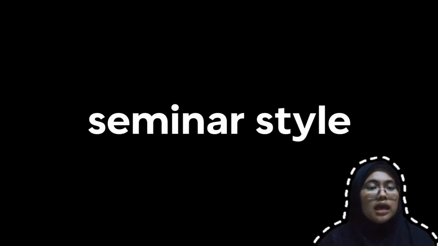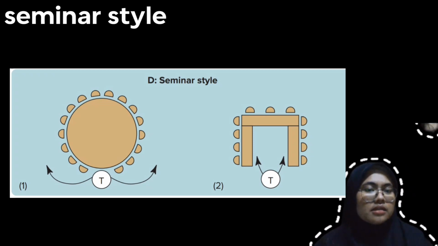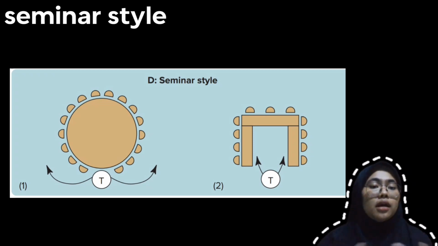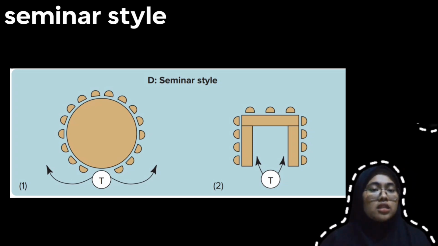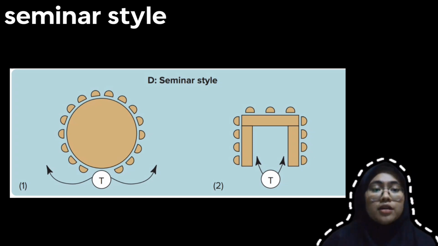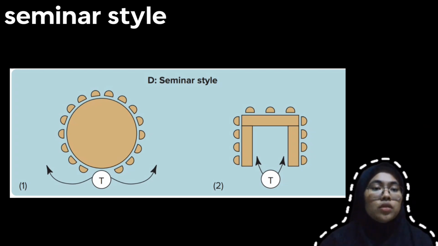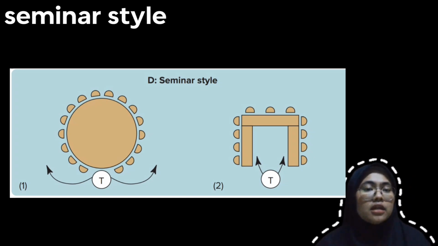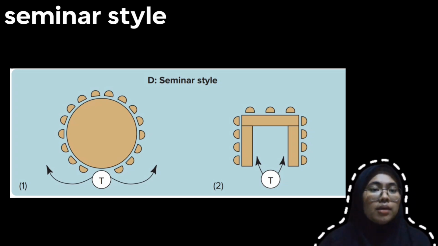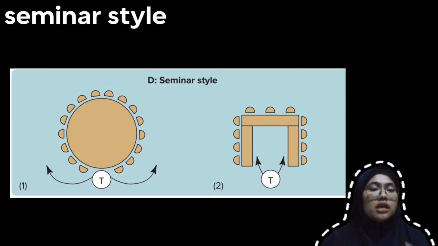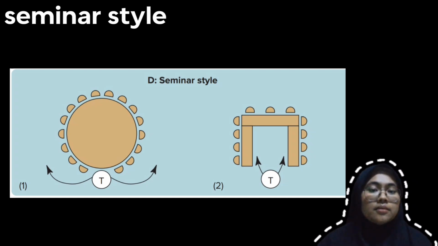The fourth arrangement style is the seminar style. Unlike the offset style, the seminar style can be used by teachers with a large number of students. In this style, students sit in a circular, square, or U-shaped arrangement. This style is similar to the auditorium style, but the difference is that in the auditorium style, students are arranged in multiple rows facing the teacher. In the seminar style, students are usually arranged in a single row, making it easier to communicate with each other due to the close proximity.